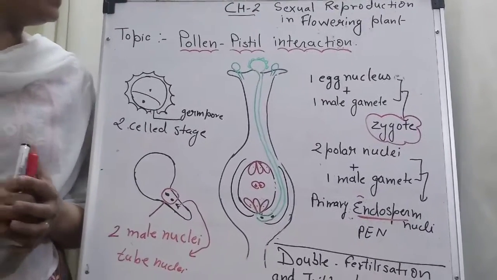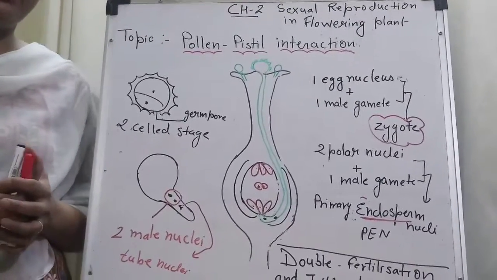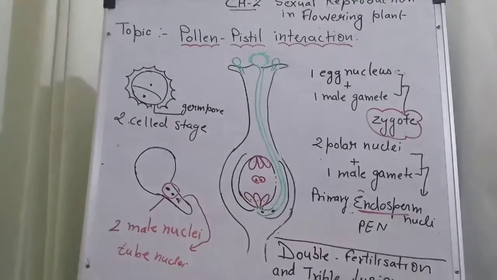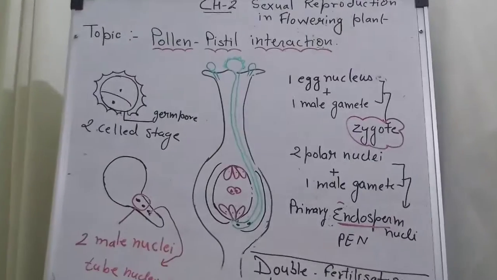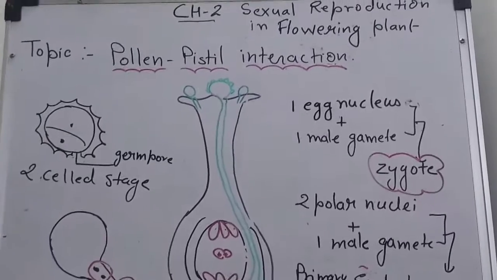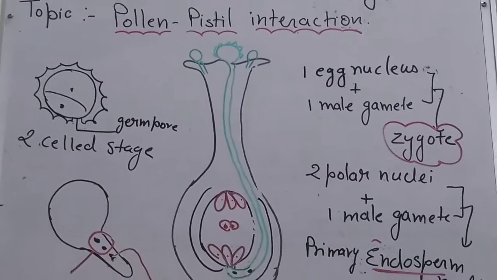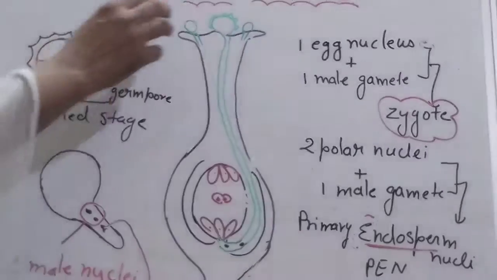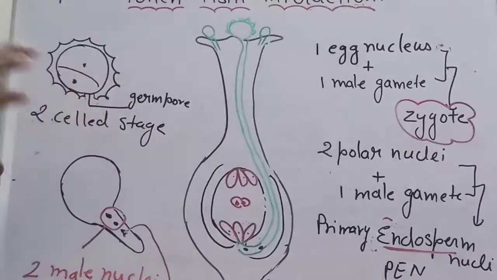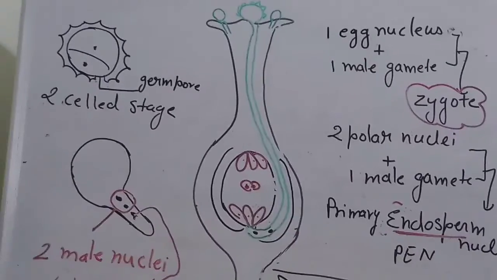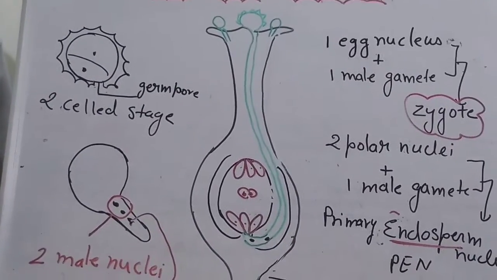Let's move to another topic related to sexual reproduction in flowering plants. After pollination, that topic is pollen-pistil interaction. After the pollination, the pollen is going to interact with the pistil. Here, there are 2-3 points you have to remember.